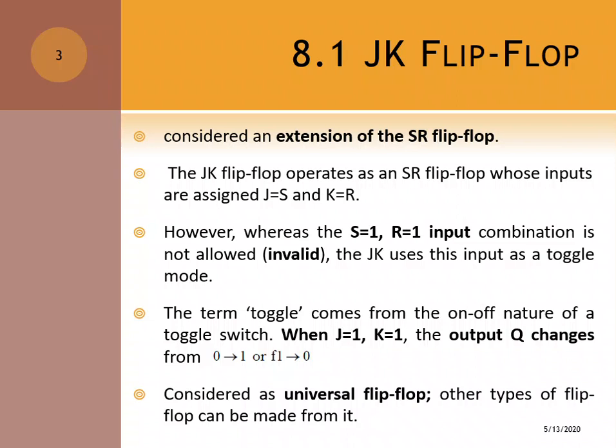So, for JK flip-flop, J equal to 1, K equal to 1 will be used as toggle. Toggle maksudnya kalau, okay, the term toggle comes from the on-off nature of a toggle switch. So, when J equal to 1, K equal to 1, the output Q changes from 0 to 1 or from 1 to 0. Maksudnya kalau nilai sebelum tu kosong, dia akan inverse jadi 1. Kalau nilai sebelum tu 1, dia akan inverse jadi kosong. Okay, tu maksudnya toggle. Okay, tukar, inverse.